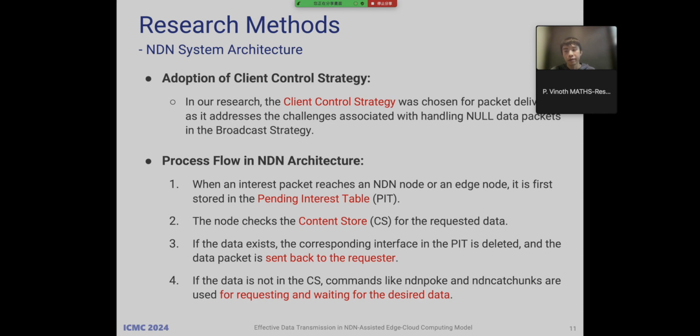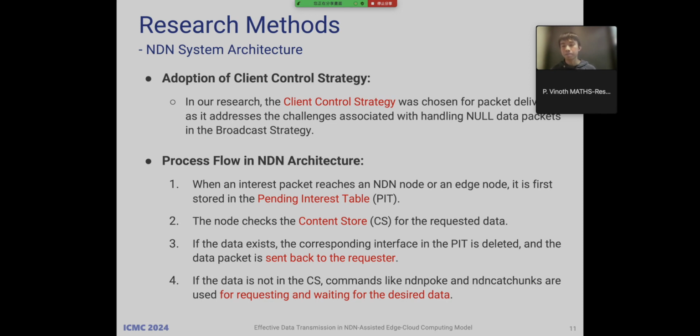And the node then proceeds to check its content store, abbreviated as CS, for the requested data. So this is where the efficiency of our model becomes evident. If the requested data is present in the CS, the node swiftly deletes the corresponding interface in the PIT, and subsequently it sends the data back to the requester, so completing a successful data retrieval cycle.